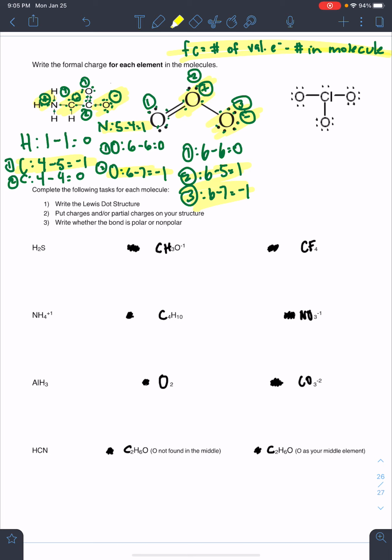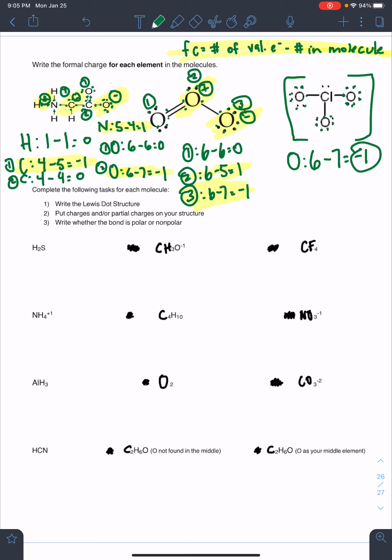Alright, our final one, you'll notice that all of these O's in this problem are O's that have 6 valence electrons bonded with something. So we're going to do them all at the same time, because each of these O's is the same. The O's normally want 6 valence electrons. They have 1, 2, 3, 4, 5, 6, 7. So they have a negative 1 charge. Again, you could do it like this one, 1, 2, 3, 4, 5, 6, 7. This one, 1, 2, 3, 4, 5, 6, 7. So we're just doing them all in one go. Negative 1 charge. So there's a negative charge on each of these O's.